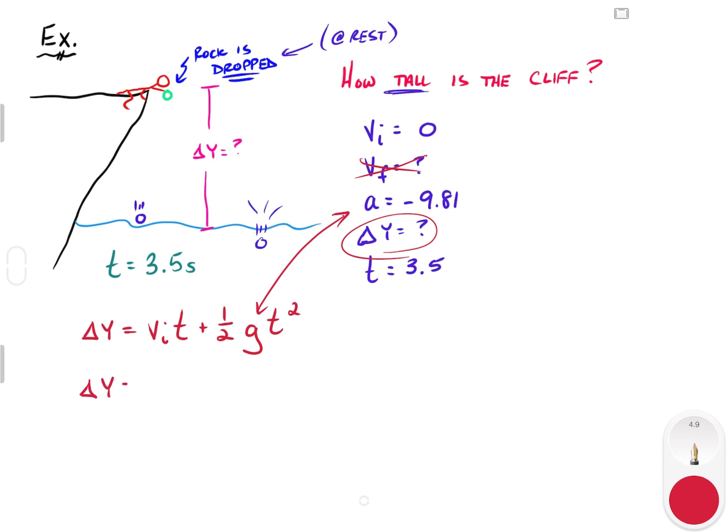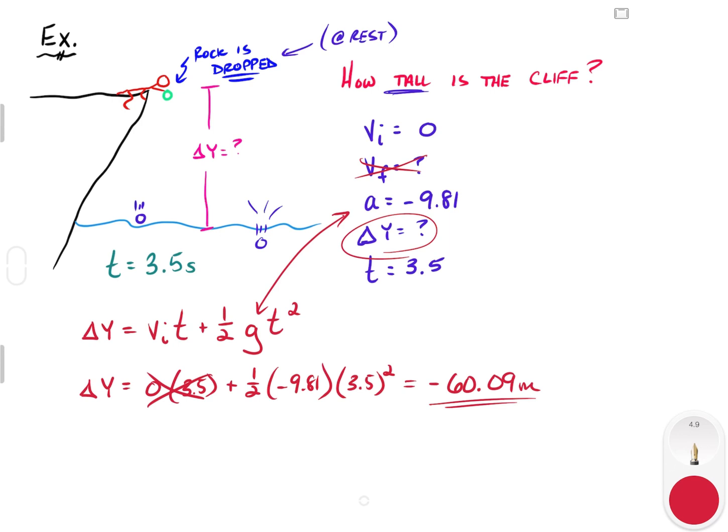All right, so if we plug in what we know, our initial velocity is 0. Our time was 3.5. Well, that whole thing is just going to cancel out. Plus 1/2 times negative 9.81, and my time was 3.5 seconds, and I'm going to square that. If I plug it in my calculator, 1/2 of negative 9.81 times 3.5 squared, I get negative 60.09 meters.